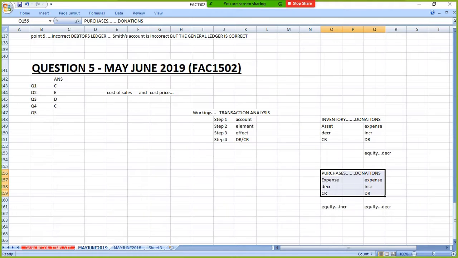Donations is an expense, purchases is an expense. Do you see that? It's the same question, just with different vocabulary. Perpetual uses inventory is inventory. Periodic uses purchases.